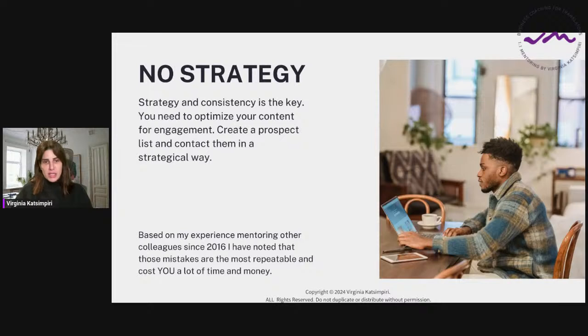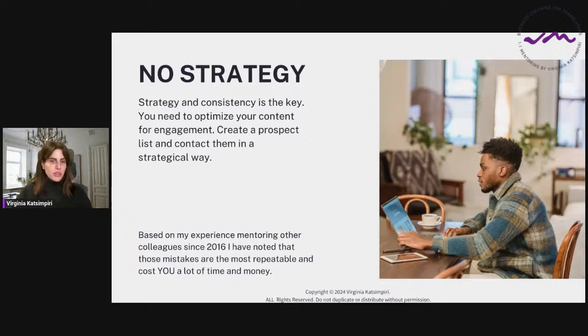For me, strategy and consistency is the key. You need to optimize your content for engagement. Engagement means that people actually go and engage with your content, both the static content you have on your LinkedIn profile or your website, but also the content you share online. You create a prospect list and contact them in a strategic way. When I ask you, do you know who's your client? Most of you tell me, yes, Virginia, I know who's my ideal client. But when I ask you, can you create a prospect list, a list with potential clients in a targeted way, by thousands of them? Are you able to do that? Most of you tell me no. That's strategy, doing things strategically with a specific intent and purpose.